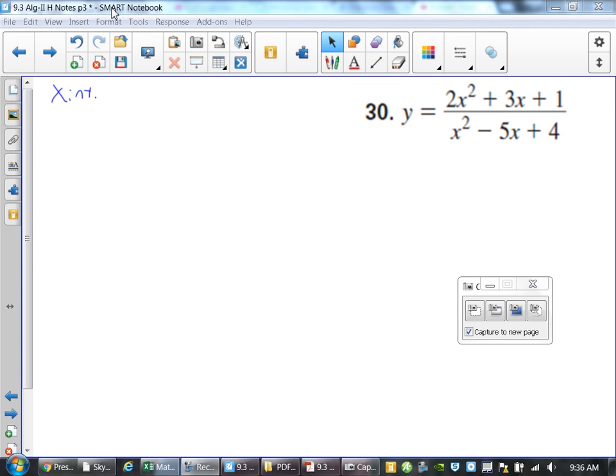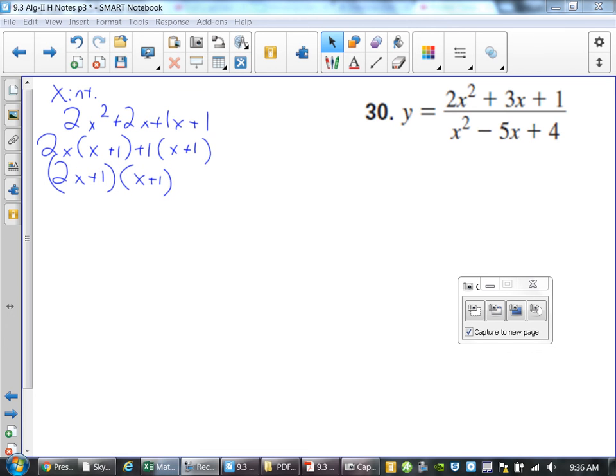So we have what times what is 2, you add together to get 3. 2 and 1. Group it. That gives you terms of 2x plus 1 and x plus 1, which gives you x-intercepts of negative 1/2 and -1.